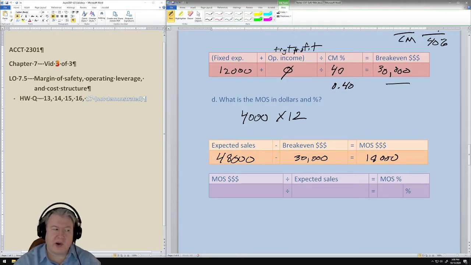And if we wanted to figure out the ratio, we would take this same number, 18,000, and divide by the expected sales, 48,000. And our ratio there is 37.5%.